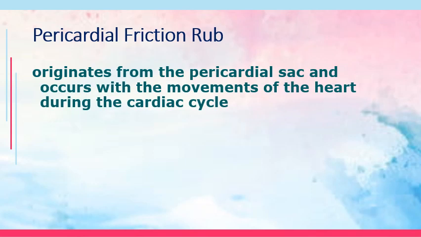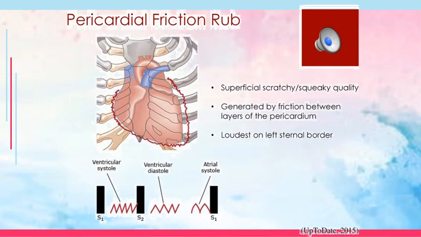MI, among your patients with cardiac tamponade. When we say cardiac tamponade, there is abnormal presence of fluid in the pericardial space. It can also be heard post thoracotomy, after a chest tube is inserted to your patient. So this is where you will be hearing your pericardial friction rub. It is loudest on the left sternal border.